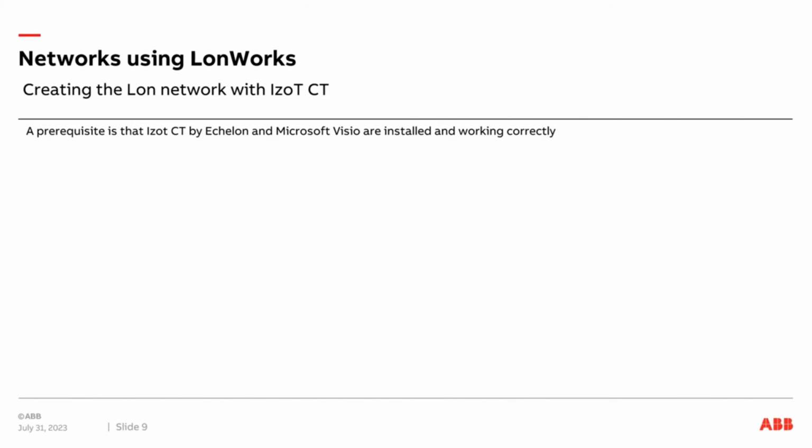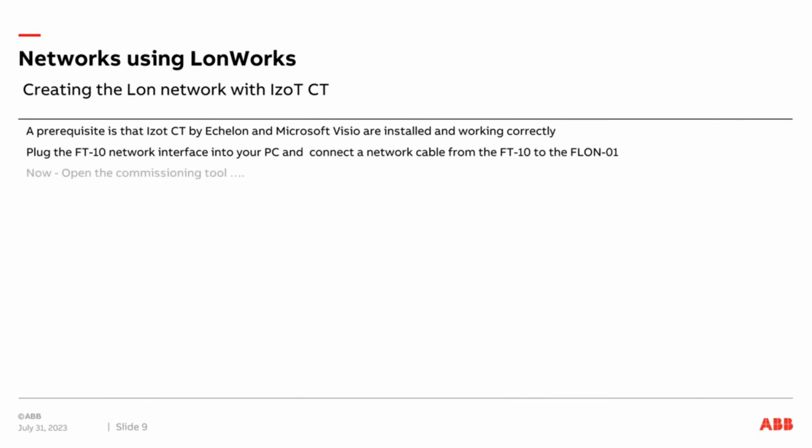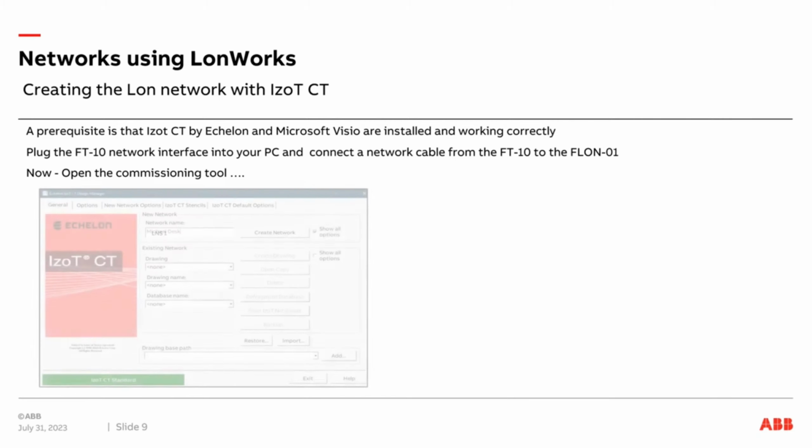And you start the process making sure that you've plugged in your network adapter, the FT10, into the PC, and that you've wired from that adapter to the actual device you're going to install and commission, in this case the FLON 01. And once those pieces of the puzzle are in place, you can start the commissioning tool. That means you go into your Windows menu, you find the CT icons, and you press execute.